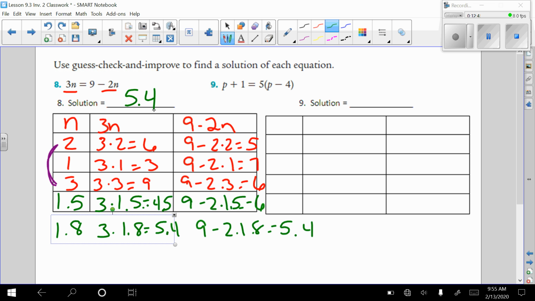Go ahead and try number 9. Come back and check your answer. Hopefully you did your guess and check and you found out your solution was 5.25. If you didn't get that, go back and look at your chart and see what you got. Again, pages 8 and 9 are due on Friday.